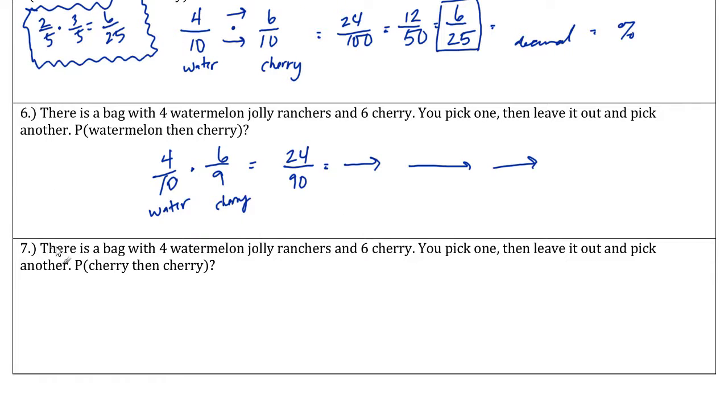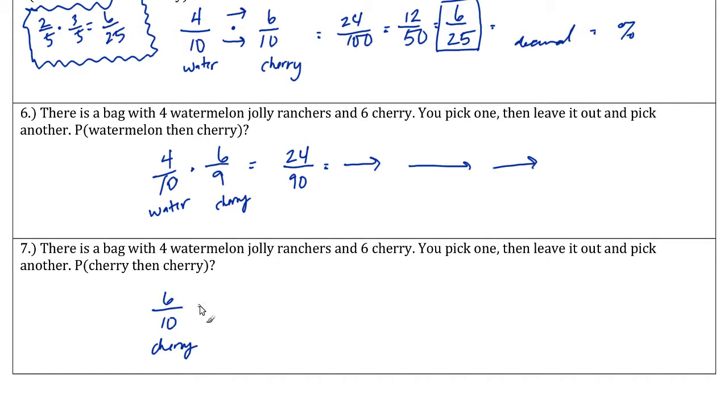Okay, so there's the bag with 4, so same thing. All right, you pick one, you leave it out, and you pick another one. So remember, we're not replacing it. So probability of a cherry and then a cherry. So the probability of a cherry is 6 out of 10 initially.